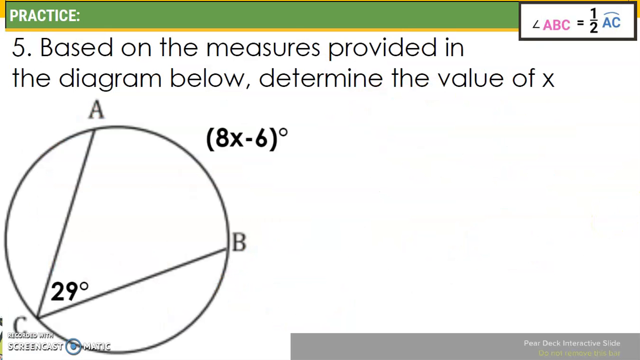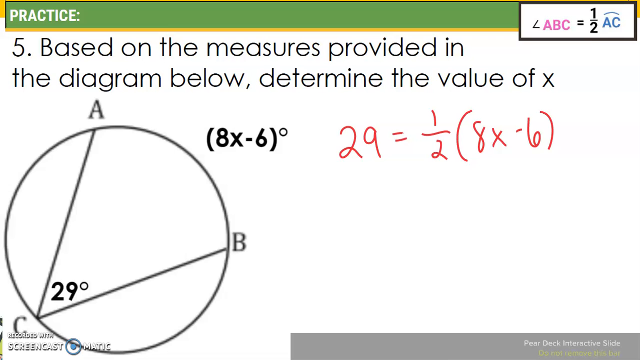Number 5, based on the measures provided in the diagram below, determine the value of x. So we are looking for x. We know that the angle is 29 degrees, and this arc created by the inscribed angle is 8x minus 6. So let's just follow this formula that we know. The angle equals, so 29 degrees equals 1/2 of the arc, which is 8x minus 6.